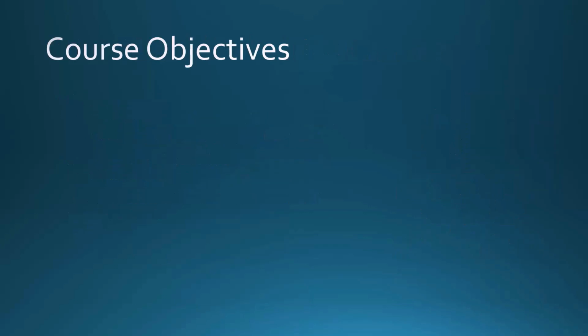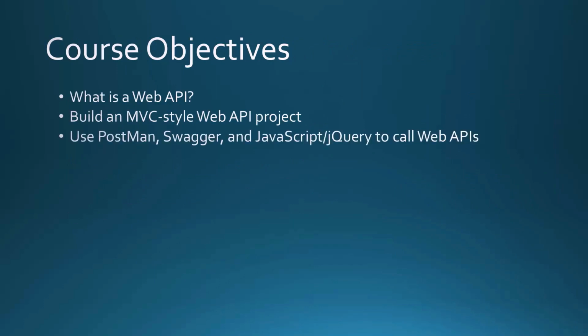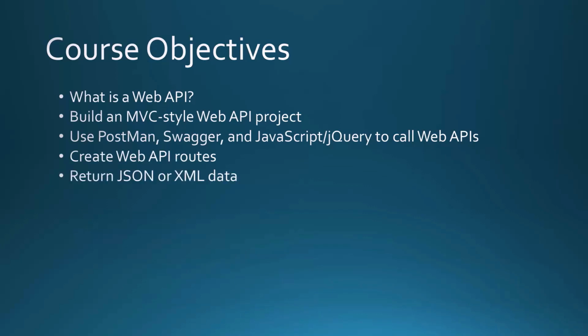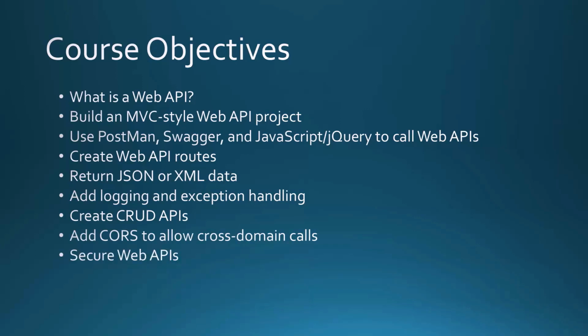What you're going to learn at the end of this course is you'll know what a web API is. You're going to learn how to build an MVC-style web API project. You're going to use Postman, Swagger, and JavaScript and jQuery to call web APIs. You'll create several web API routes. You're going to return JSON or XML data. You're going to add logging and exception handling. You're going to create a full set of CRUD APIs. You're going to add CORS to allow cross-domain calls. You're going to learn how to secure web APIs and make asynchronous calls.